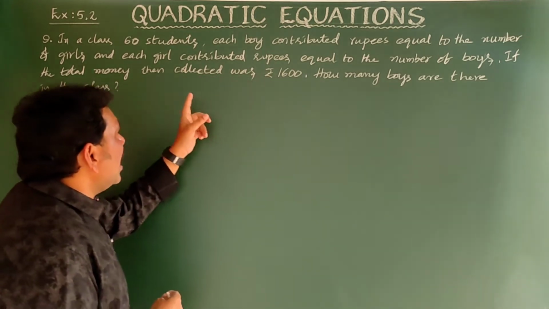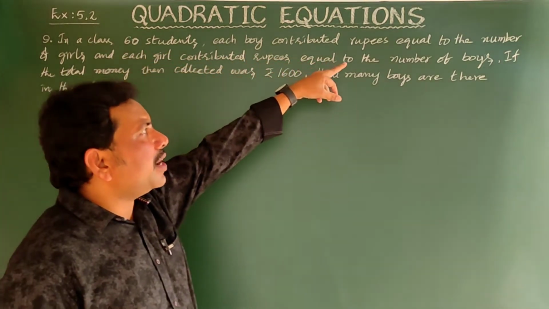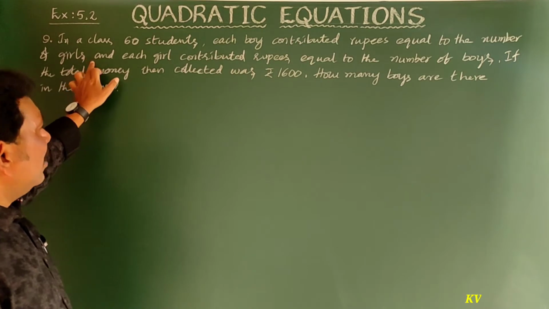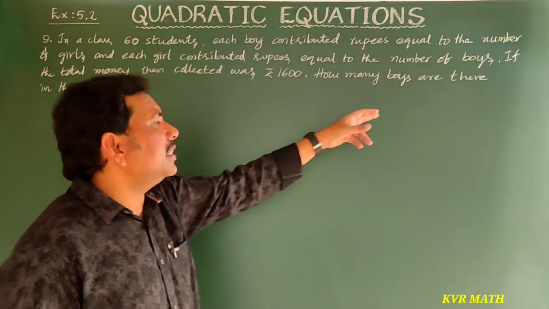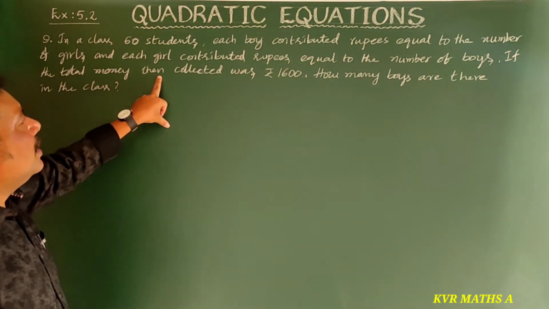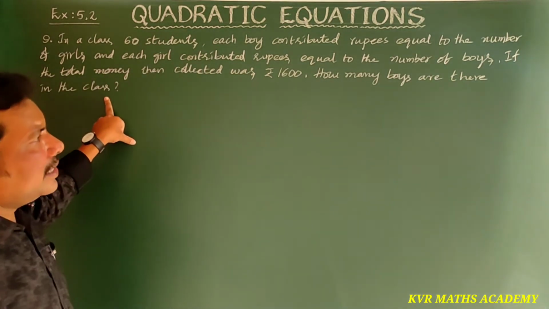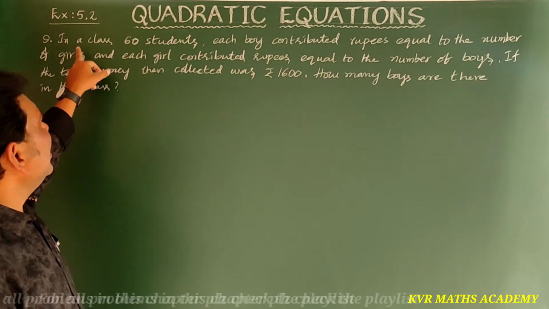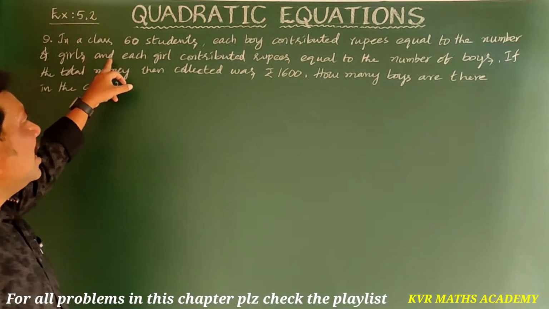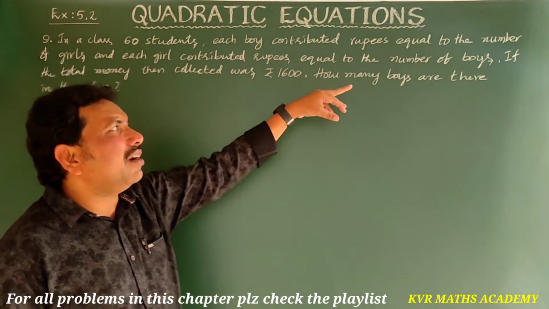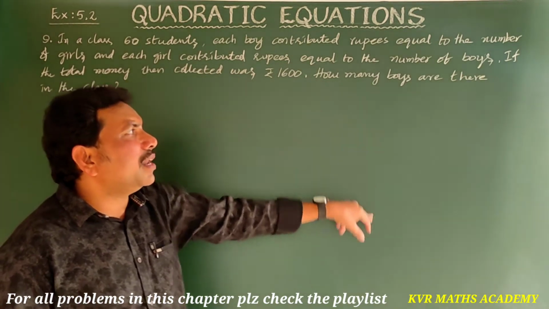Yes, let's do the problems. This is the 9th question in exercise 5.2. In a class of 60 students, each boy contributed rupees equal to the number of girls and each girl contributed rupees equal to the number of boys. If the total money collected was 1600 rupees, how many boys are there in the class?